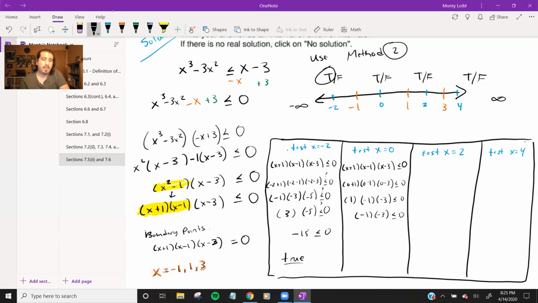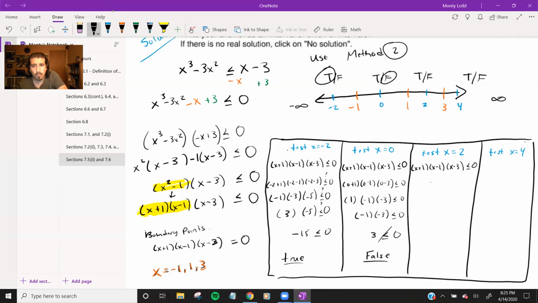What are we going to get here? Well, a negative times a negative is going to give us a positive, in this case a +3. That is not less than or equal to 0, so this is false. Okay, so it's false in between here. So we're moving right along. We have our second segment here. Let's go ahead and copy and paste it. Not there, though. About right there.